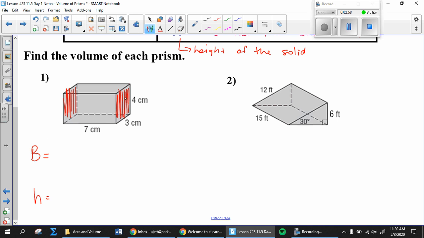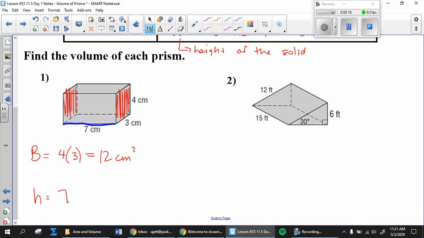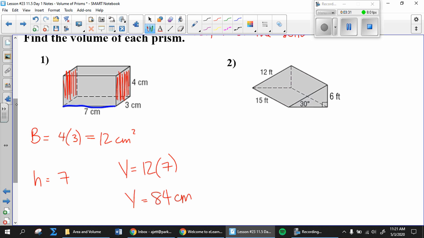So here, my base is simply a rectangle, so it's simply just 4 times 3, which is 12 centimeters squared. Height of my solid, distance from base to base, is from here to here. So that's simply just 7. And so to find our volume, we just take area of the base, 12, times height, 7, and we get 84 centimeters. Now, volume is how many 1 by 1 by 1 cubes fit inside of this prism. So when we're doing volume, our units become centimeters cubed.